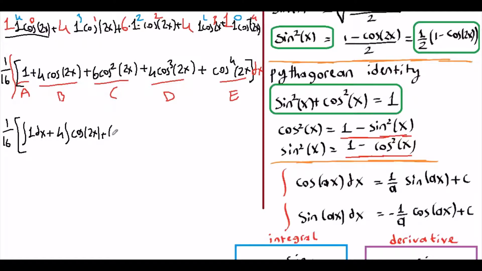And we can pull 6 in front of the integral sign. We have cosine squared of 2x here. We have 4 integral of cosine cubed of 2x. And finally we have integral of cosine fourth of 2x dx. Now we can integrate each block separately.